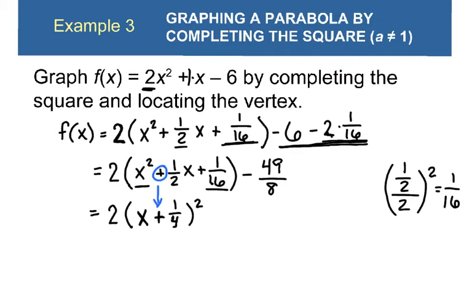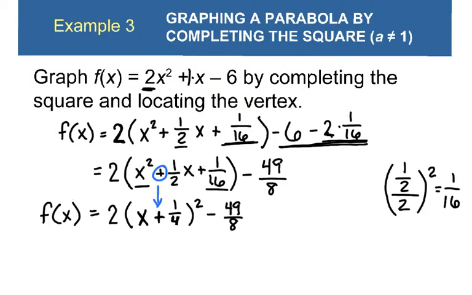Okay? Sorry. There. And then subtract your 49 over 8. And there you have it. That is your function, f of x, after completing the square.